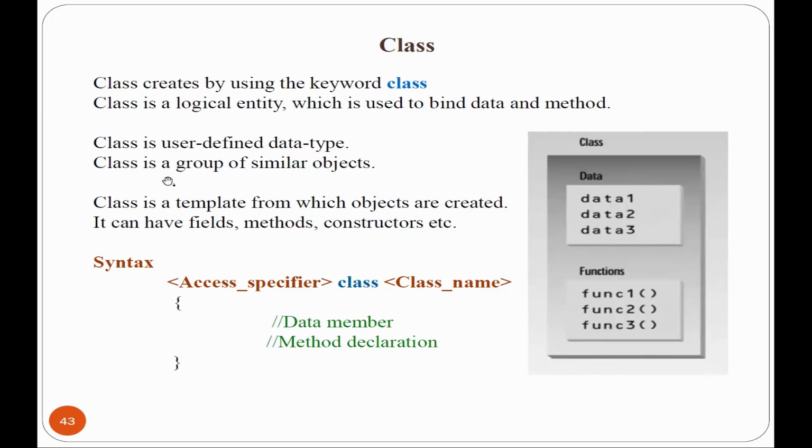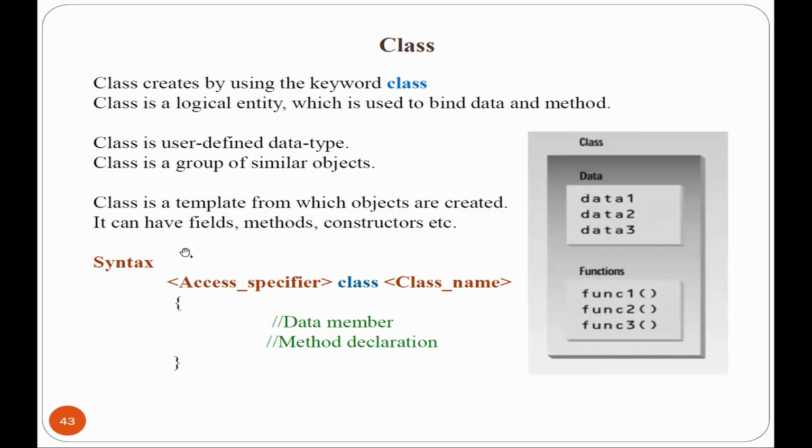Class is a group of similar objects. For one class, we can create a number of objects. There is no limitation to create objects for a class. Class is a template from which objects are created. Whatever you are declaring in the class is working as a template for all the objects you are creating for it. It can have fields, methods, constructors, etc.